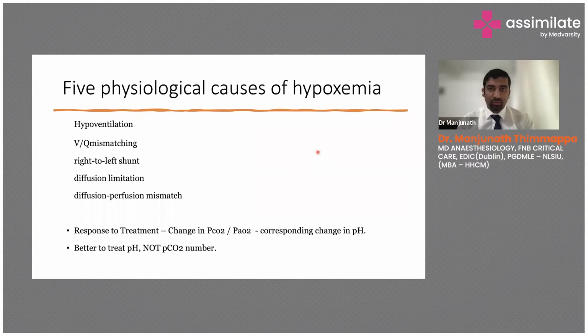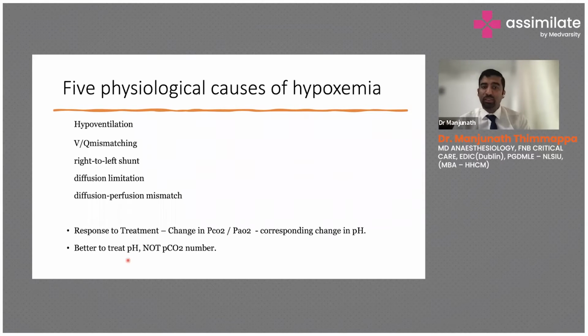If you have a patient with hypoxemia, it can be because of these 5 causes: hypoventilation, ventilation perfusion mismatching, right to left shunt, diffusion limitation, diffusion perfusion mismatch. So when you start treating the patient with hypercarbia, type 2 respiratory failure, you should actually see the corresponding change in the pH in the patient.